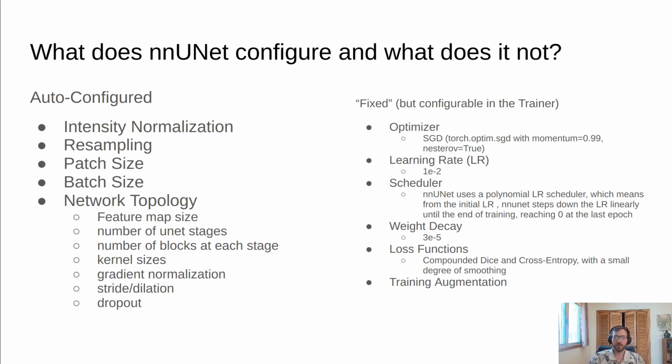And the number of blocks per stage is defaulted at 1 to start with, and then it goes to 3 and then 6, and it maxes out at 6. And your feature map size maxes out at 320.